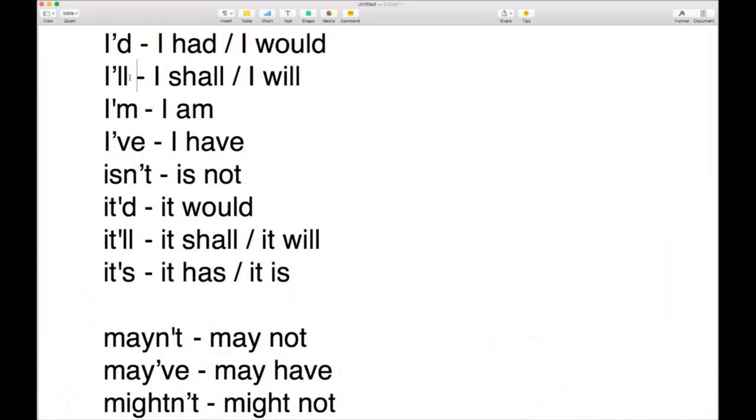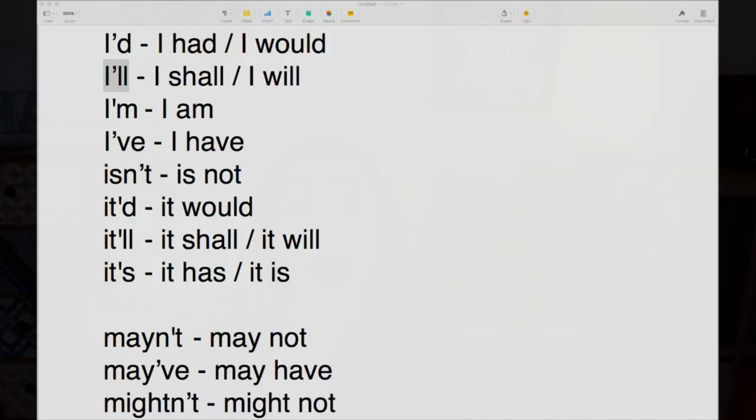So the next one, another very common one, and you can use this formally or informally, and that is the contraction I'll. This is tough to pronounce for some people. It's short for I will, and sometimes I shall. I will go to the shop. I'll go to the shop right now. Do you want anything? I'll go to the shop in a moment.